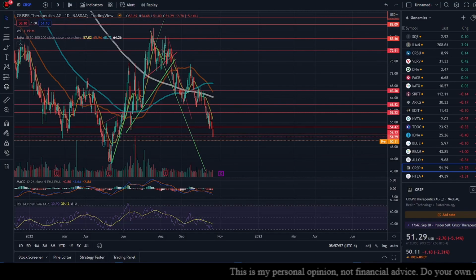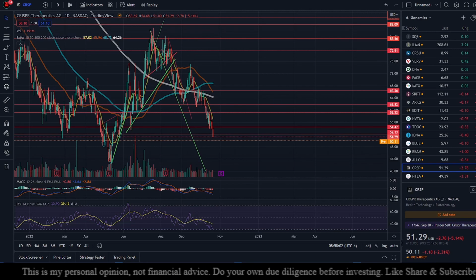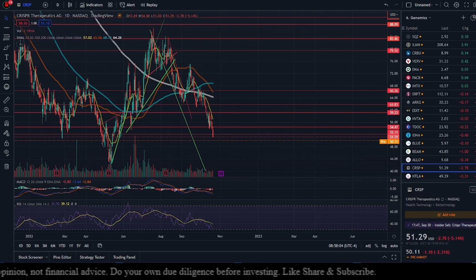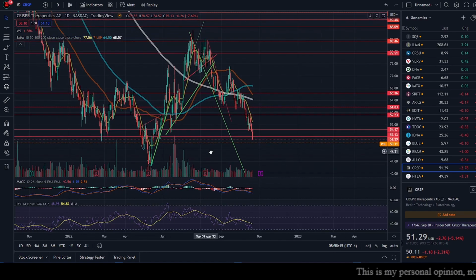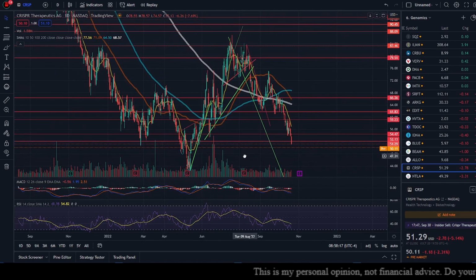Well, friends, it's 8:57 a.m. this morning, and the markets are yet to open. I'm in the process of recording this video, and the potential that I saw in this chart is here. You are looking at the chart for CRISPR Therapeutics. Each of these candles is a one-day candle, and I've zoomed out. I'm just going to move this around a little bit so that you can see clearly.